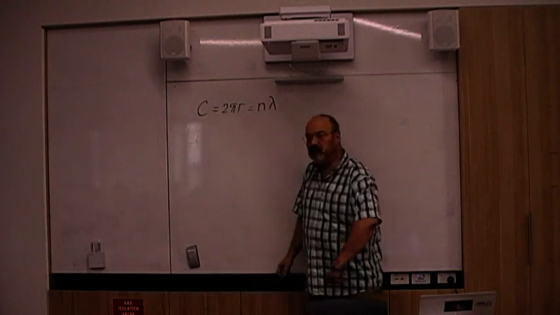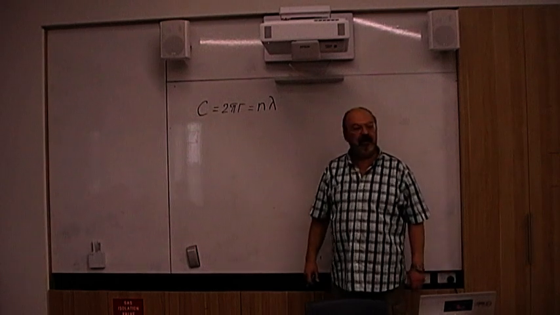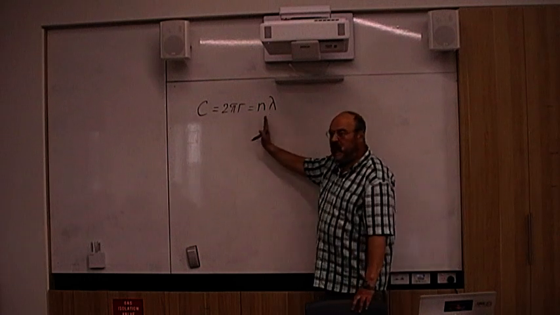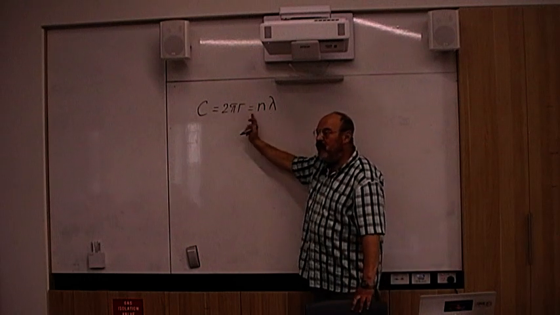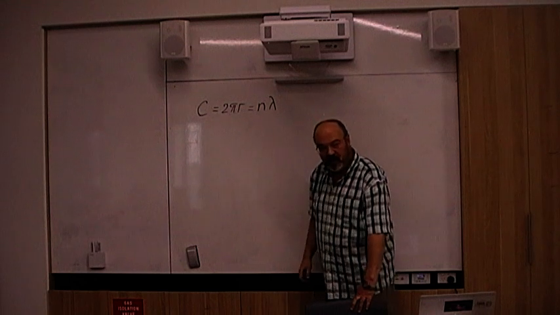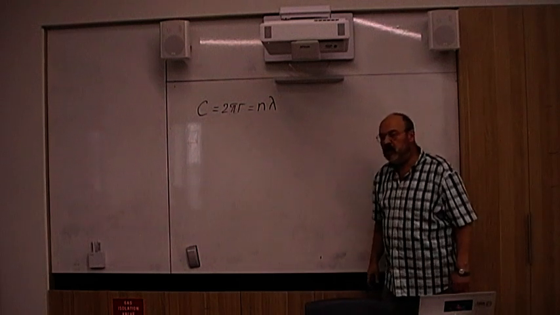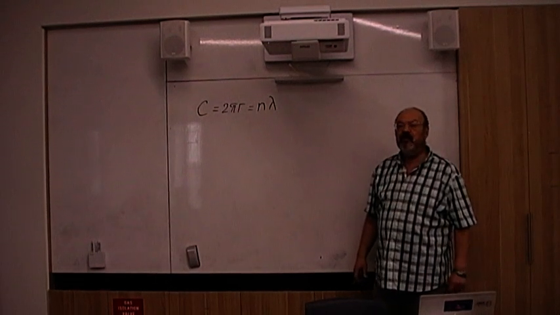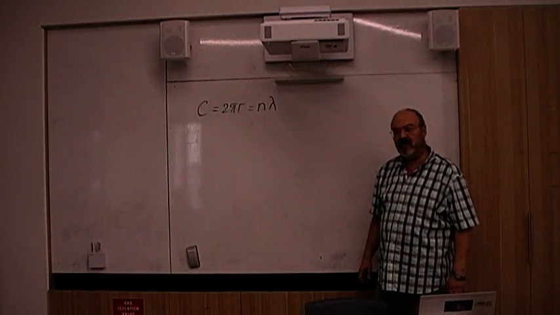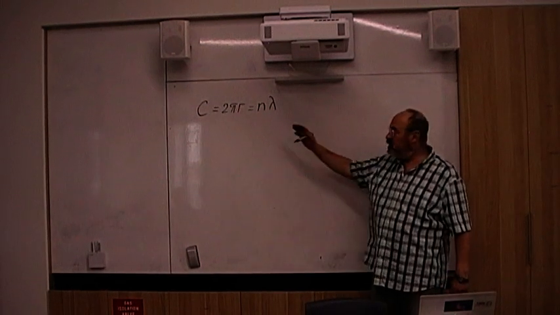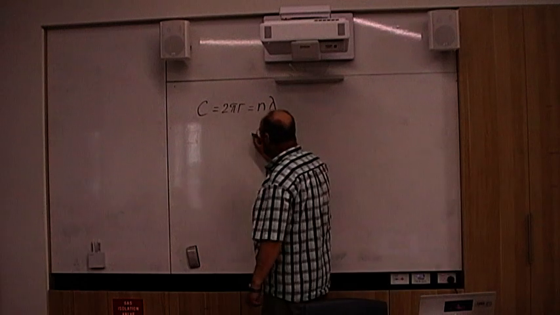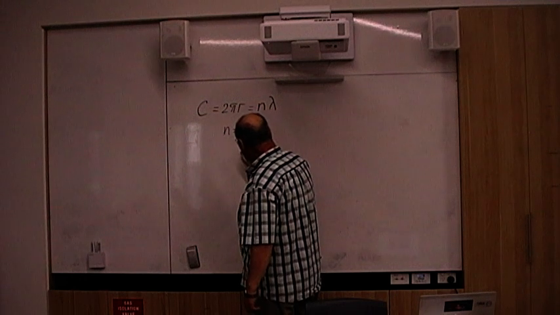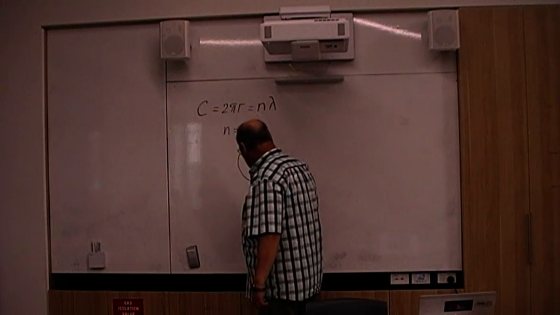Remember the condition for constructive interference, the condition for an antinode. The circumference of the orbit must be equal to a whole number of wavelengths. If it's not, then the standing wave will not form, and the electron wave will cancel itself out. For example, if n equals 2, the second energy level, it will look something like this.